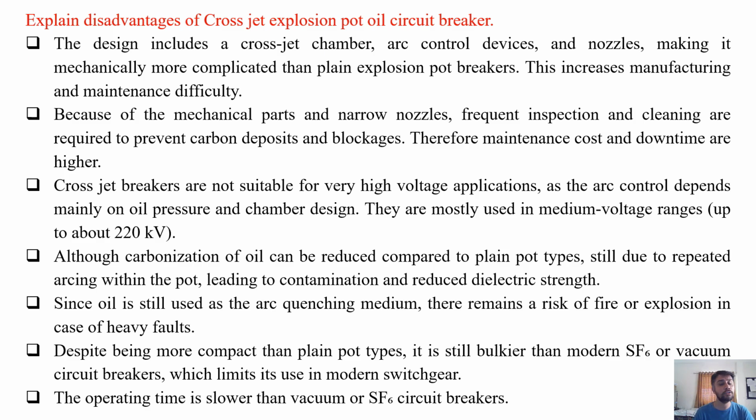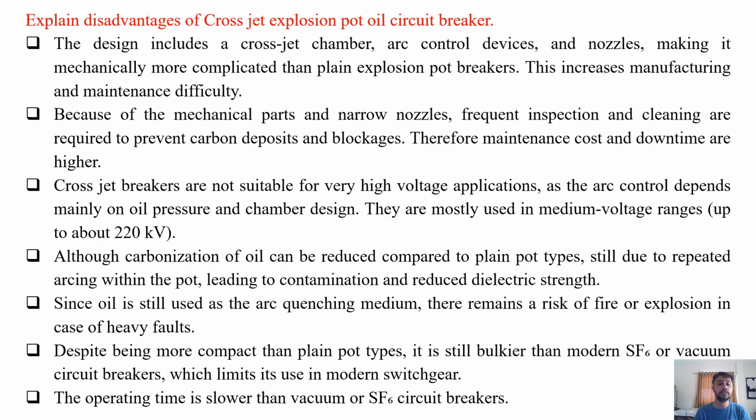Cross-jet breakers are not suitable for very high voltage applications as the arc control depends mainly on oil pressure and chamber design. They are mostly used in medium voltage transmission lines, with voltages ranging up to 220 kilovolts. Although carbonization of oil can be reduced compared to the plain pot oil circuit breakers, still, due to the repeated arcing within the pot, there is contamination and reduced dielectric strength.